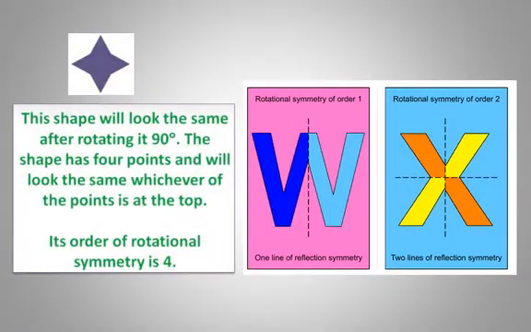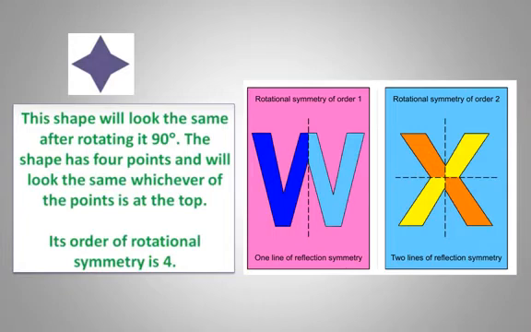We will move to another example. Here you can see a shape like a star. This shape will look the same after rotating it 90 degrees. At each 90 degrees it will match the original shape. That means the shape has 4 points and will look the same whichever of the points is at the top. Its order of rotational symmetry is 4, meaning at each point it will match its original shape.